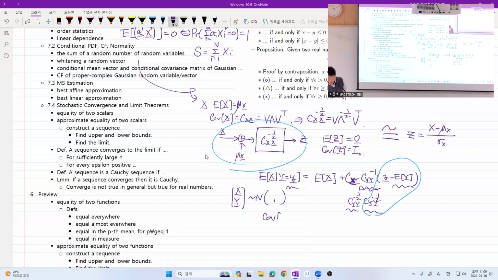And interestingly, the covariance matrix given Y is not a function of Y. I emphasize that. It is the unconditional covariance minus, let me use a different notation so that we can easily remember, CXX minus CXY, CYY inverse CYX. So this is very important when you have Gaussianity.